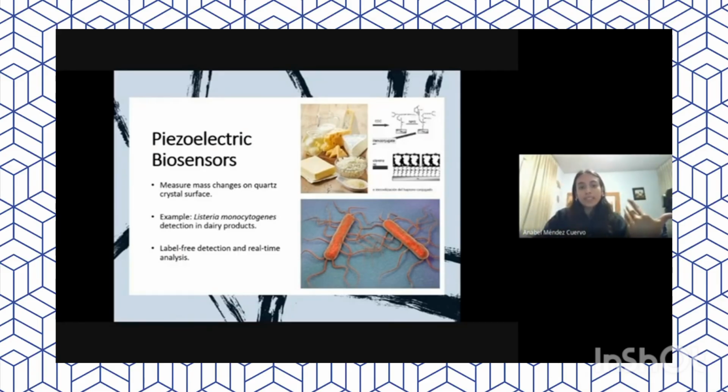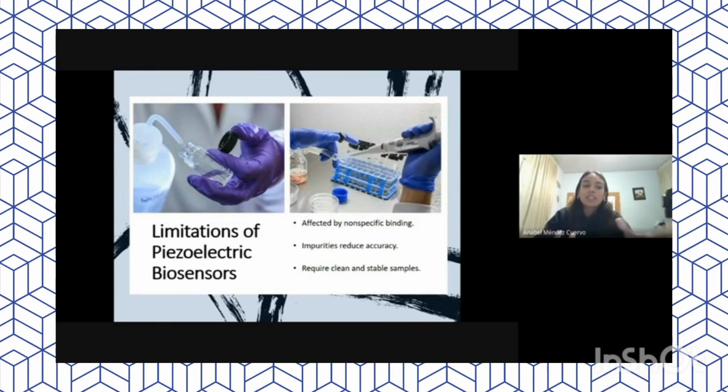But in the next slide, we will analyze the limitations of this type of biosensor. These sensors can be affected by non-specific binding and sample impurities that may interfere with accuracy. Because of this, they need clean and stable samples.